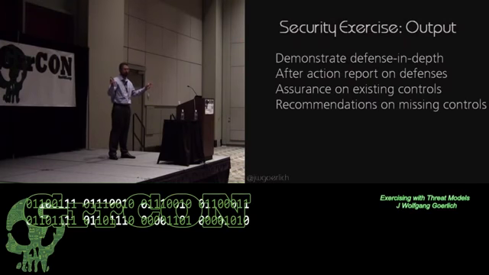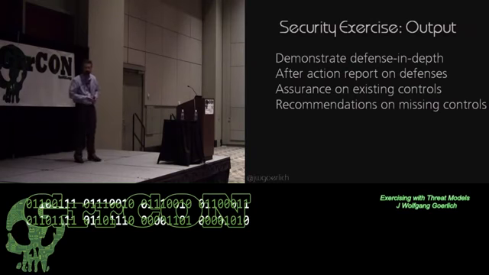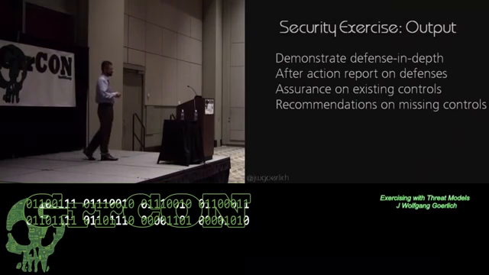Hey, are we prepared for this breach? Yes, we are. Here's the tabletop exercise and the security exercise we ran on it. And here's what we need to do to be even better. So after action report, assurance on our existing controls. Do they really work, or did someone label it and bypass it? And then recommendations and assistance on how to build new controls.